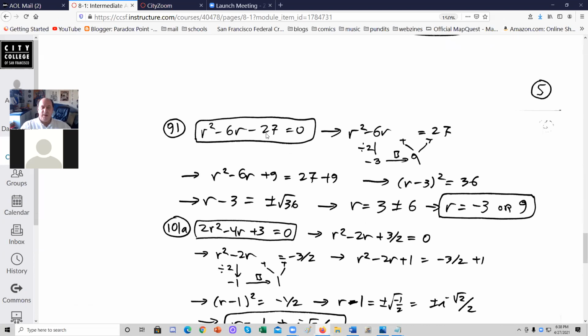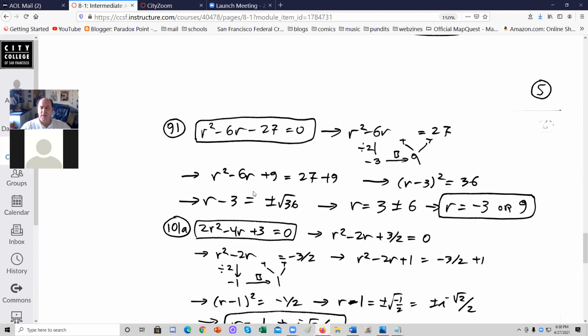r squared minus 6r minus 27 equals 0. Okay, move the 27 over. r squared minus 6r equals 27. Now here we go. Negative 6, half of that is negative 3, so we'll get r minus 3 squared. Square that is a 9, add to both sides. r squared minus 6r plus 9 is 27 plus 9. Left side is the square of r minus 3. Right side is 36. r minus 3 squared equals 36.